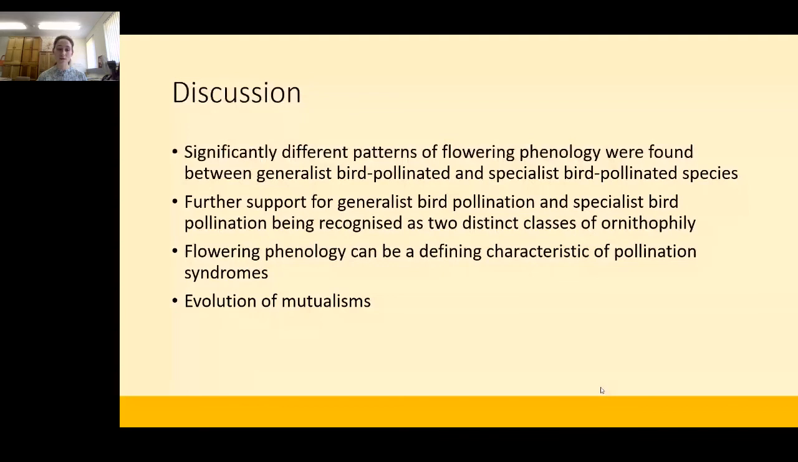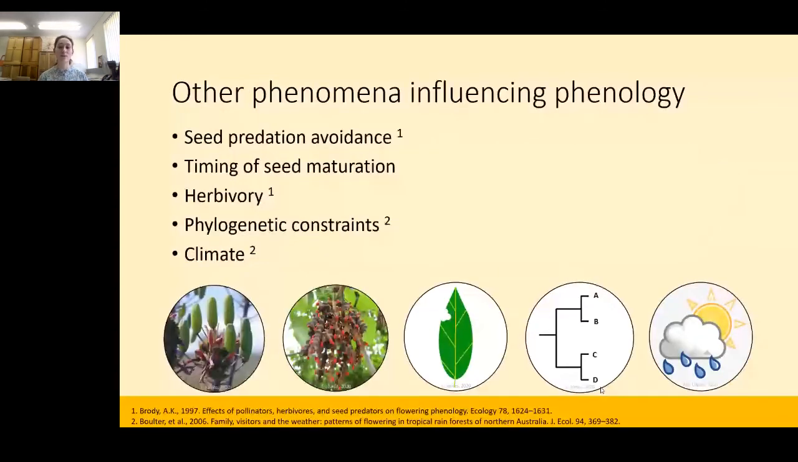And this is important for understanding the evolution of these relationships, because if we think about it, in winter, when flower resources are scarce, that is the time when generalist birds would be the most effective pollinators, and it therefore makes sense for selection for generalist bird pollination in winter. Whereas in summer, when they're eating many other food sources, they're very unreliable pollinators, and therefore selection for generalist bird pollination would not be as strong. There are, however, other phenomena that influence flowering phenology, such as seed predation avoidance, the timing of seed maturation, herbivory, phylogenetic constraints and the climate.